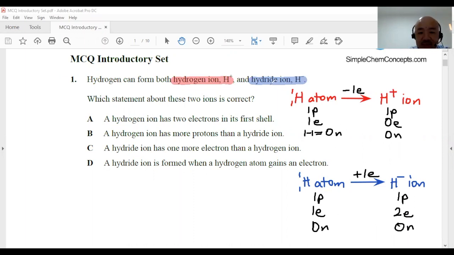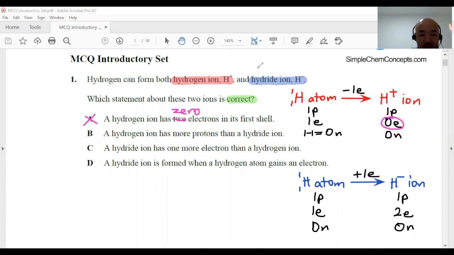So with that, let's answer the question. What they want is a correct statement. So I will look at this together with you. Here we go. Option A: a hydrogen ion has 2 electrons in its first shell. Is that true? A hydrogen ion, meaning an H plus ion, has 2 electrons in its first shell. No, it has 0 electrons. So this is wrong. So A is wrong.